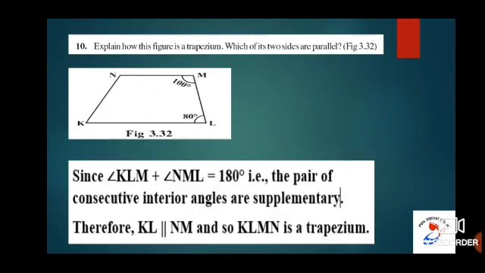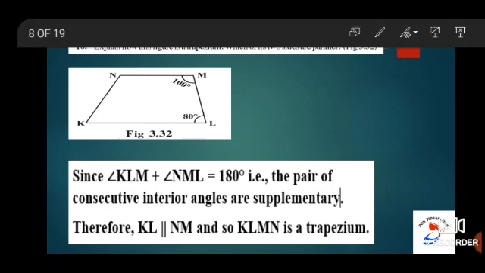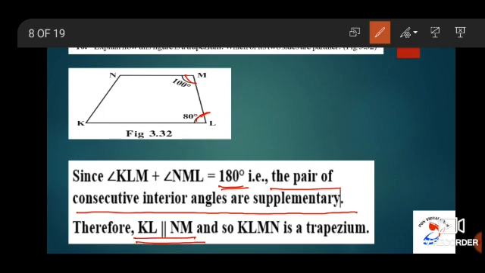Now it is question number 10. Explain how this figure is a trapezium, which of its two sides are parallel. Since we can say angle KLM, 80 degrees, plus this NML, 100 degrees, is equal to 180, the pair of consecutive interior angles are supplementary. Hence KL is parallel to NM. Therefore KLMN is a trapezium.